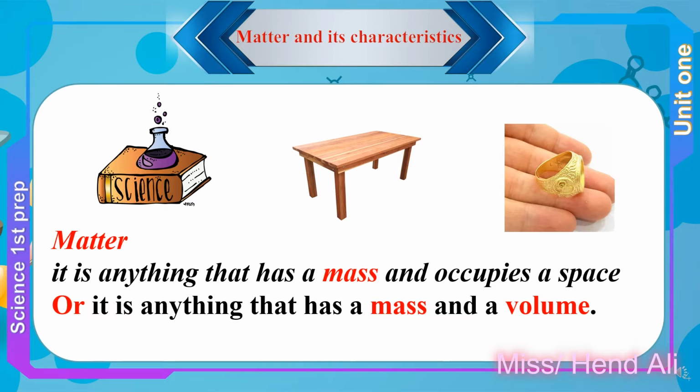What is the meaning of volume? Volume means that this object occupies a space. Okay, we occupy space in the place we are sitting on. The mobile occupies a space from the table. The book occupies a space from the table as well. So the meaning of volume is that the object occupies a space. So matter is anything that has mass and volume. Volume means occupies a space.